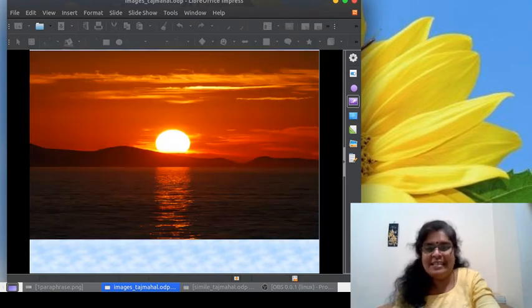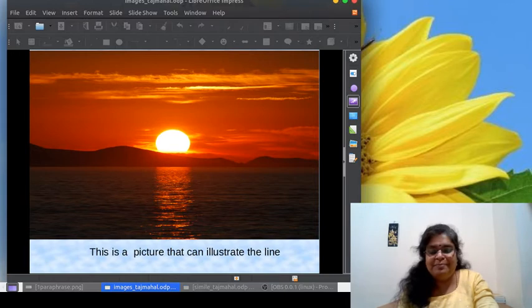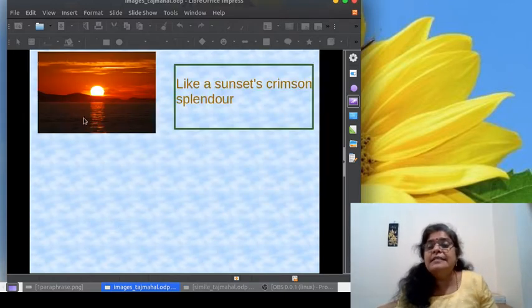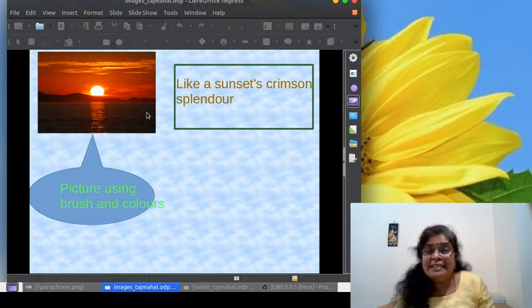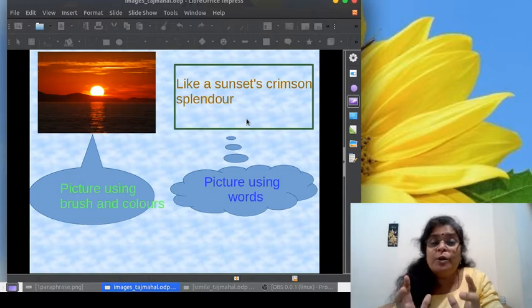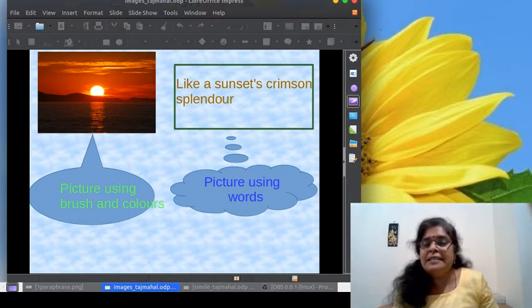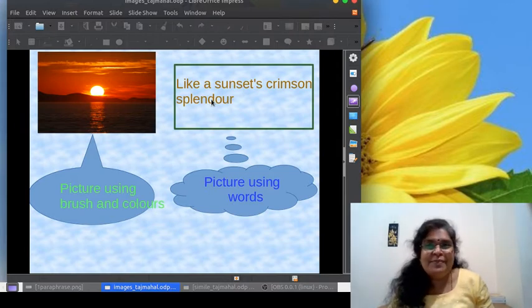Isn't it? Listen. Yes. This is the picture that we will imagine when we read these lines. Look. This is the picture, and these are the lines or words. And this is a picture using brush and colors. And what about this? This is a picture using words. So words also can make pictures. Sure, they can. They can make pictures in our mind's eye. This picture we can see through our eyes, and this picture we can see in our mind.